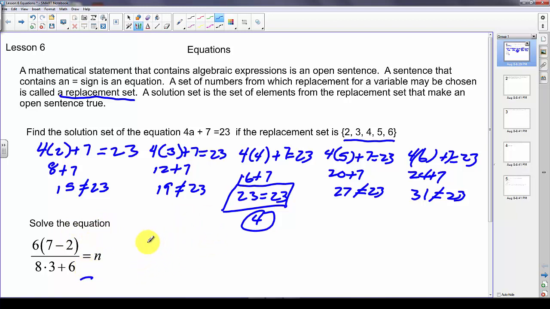So let's go through order of operations. I have 6 times 5 over 24 plus 6, 30 on top, 30 on bottom, reduced to 1. So that equation's equal to 1.